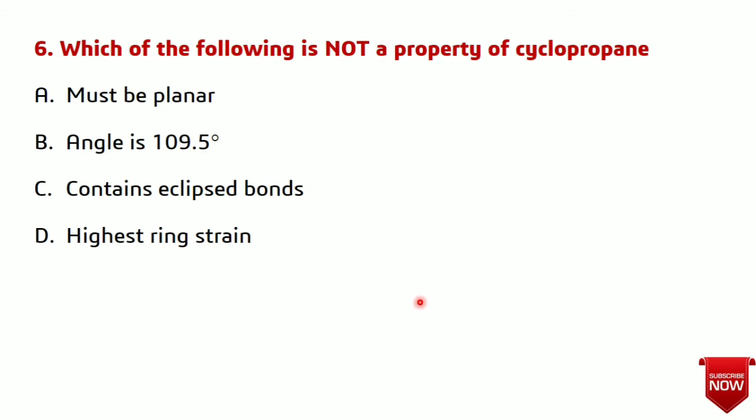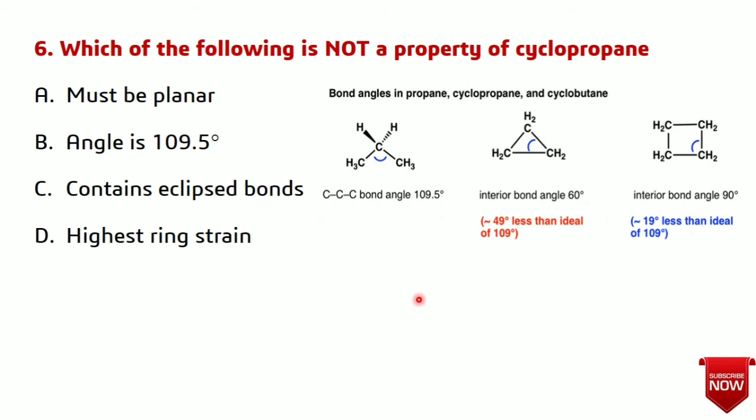And question number 6. Which of the following is not a property of cyclopropane? So we know that cyclopropane is planar, and the angle is 109.5 degrees. If you observe the bond angle in this structure, it is propane, and the bond angle is 109.5 degrees. But in the case of cyclopropane, the bond angle is 60. So which one is not a property? It is asking not a property in the question, so it is the wrong answer. B is the wrong answer.